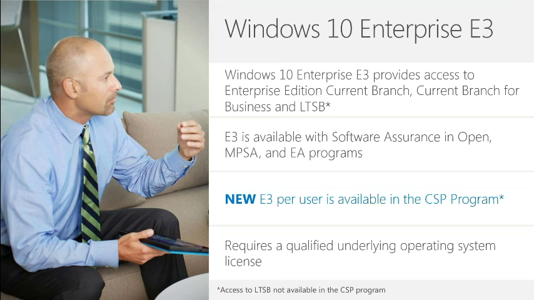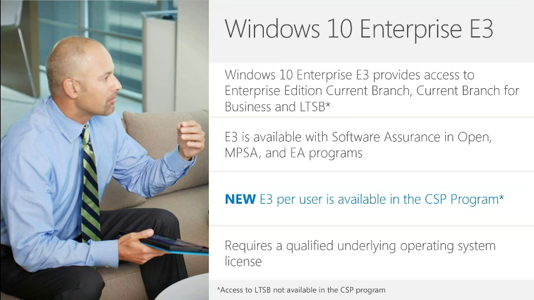And then there's the long-term service branch. So long-term service branch allows you to stay on a single version or build of Windows 10 for a period of up to 10 years. So it's 5 years mainstream support and then 5 years of extended support. So you can buy E3, so Windows 10 Enterprise E3 through any of the volume licensing programs, that's open, MPSA and Enterprise Agreement.